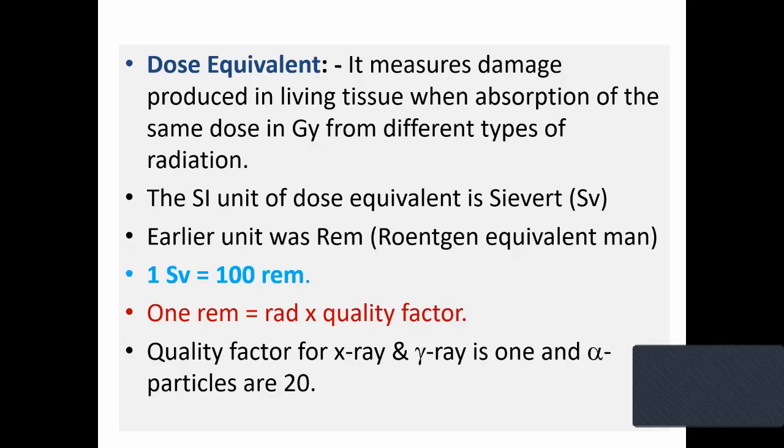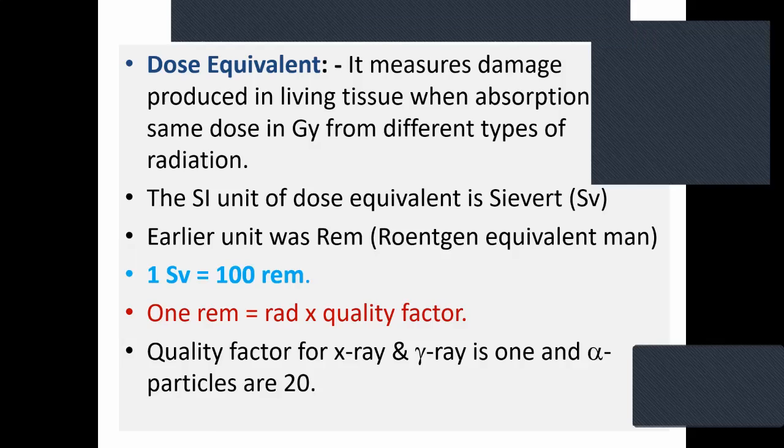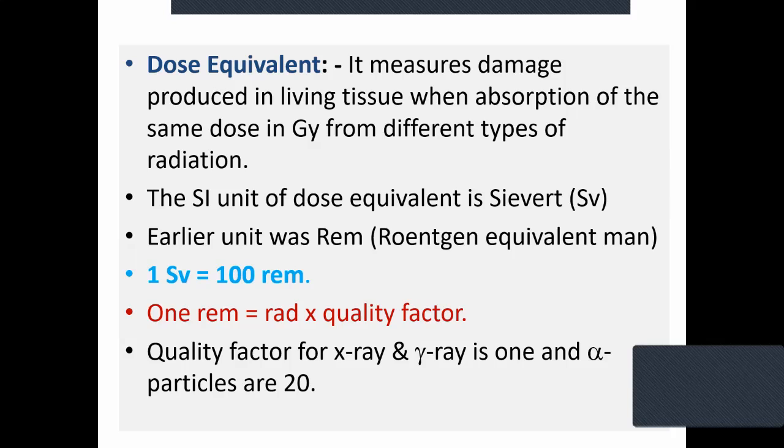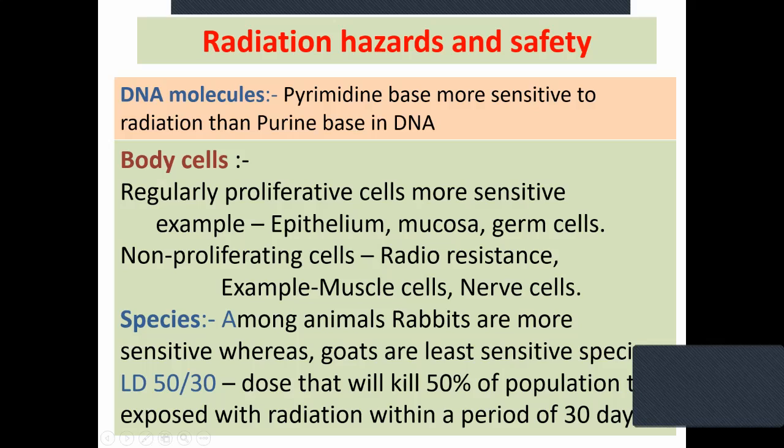The SI unit of dose equivalent is sievert, and earlier this unit was rem, Roentgen equivalent man. One sievert is equal to 100 rem. One rem is equal to radiation rad into quality factor, and the quality factor for X-ray and gamma rays is 1, and that of alpha particle is 20.